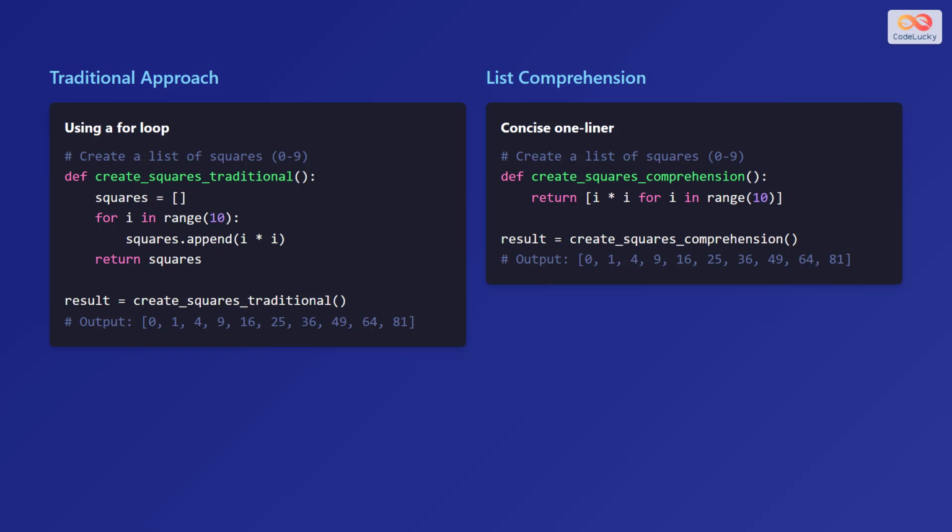On the right, we have the list comprehension way of doing it. See how the createSquaresComprehension function returns a list created in just one line. It calculates the square of each number, i for i in the range of 0 to 9. Both methods give the same result, but list comprehension offers a more compact and readable syntax. Notice how much cleaner and easier to read the list comprehension method is.